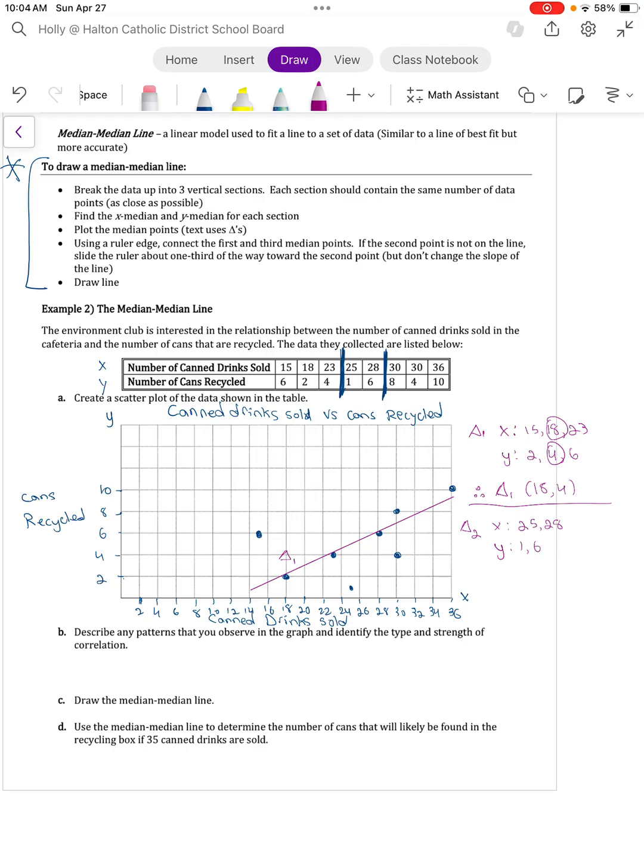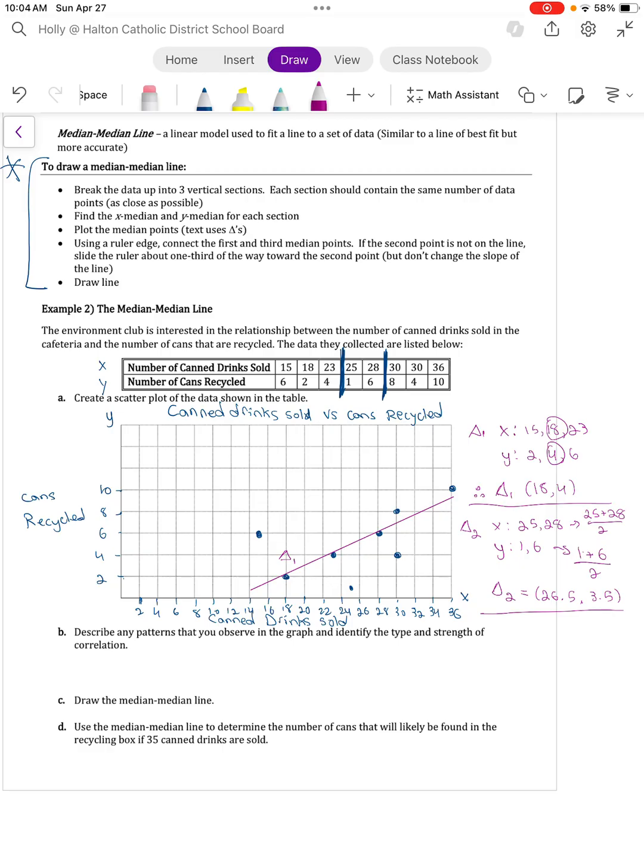But you have to do a little more work here. So the x's I would have to add and then divide by 2. Same with the y's, which will give me delta 2. 25 plus 28 divided by 2 will give me 26.5. 1 plus 6 divided by 2 will give me 3.5. So you can see the difference there when I have an even versus odd number of points.